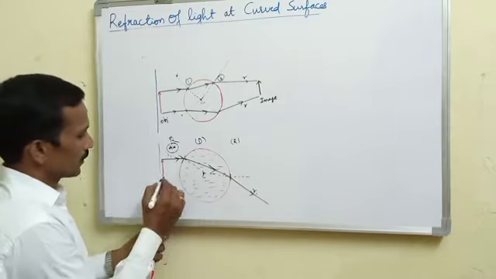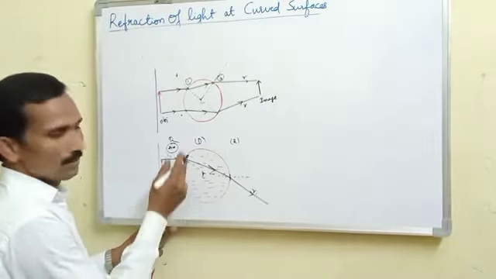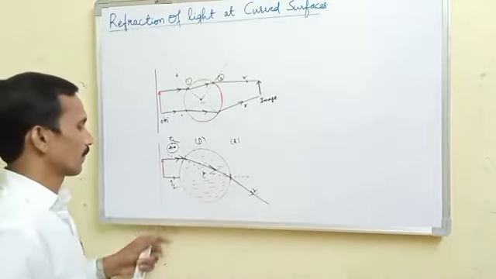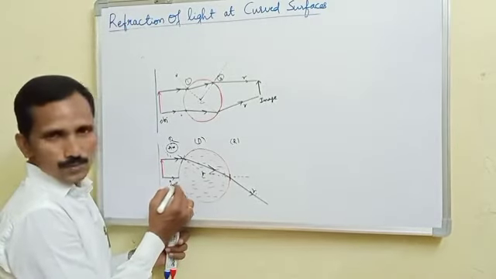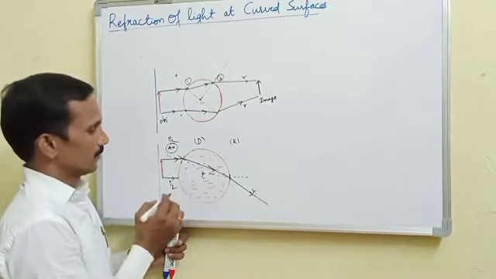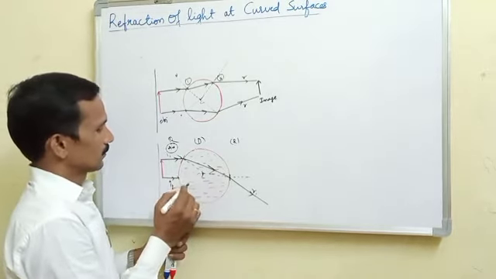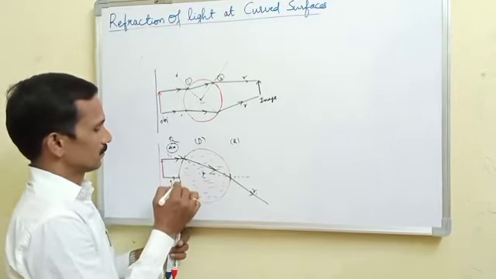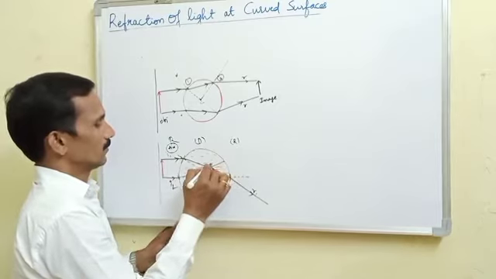Next, again the second incident ray I2 is striking at the convex surface here. What happens? It is propagating from rarer to denser. Then this is the normal. It moves away from the normal here. Moves away from the normal here. Like this.